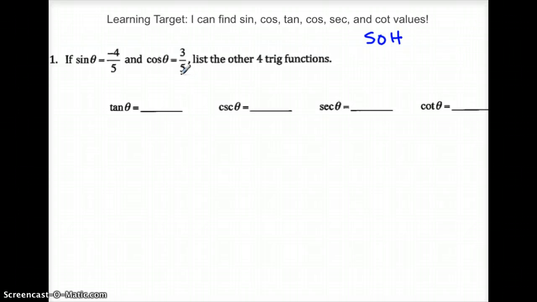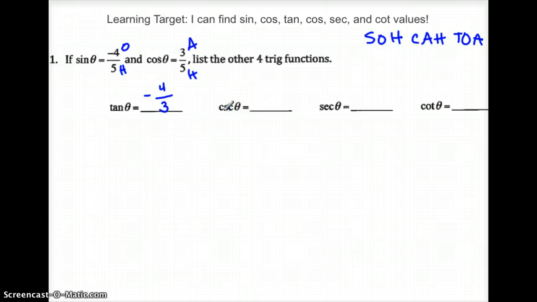Okay, sine tells me the opposite over the hypotenuse. Cosine tells me the adjacent over the hypotenuse. So I know O, A, and H, and that's really all I need to know. Tangent is O over A, so if I just use the numbers from the two functions I was given, O will be negative 4, and then A would be 3. So negative 4/3 would be the tangent value.